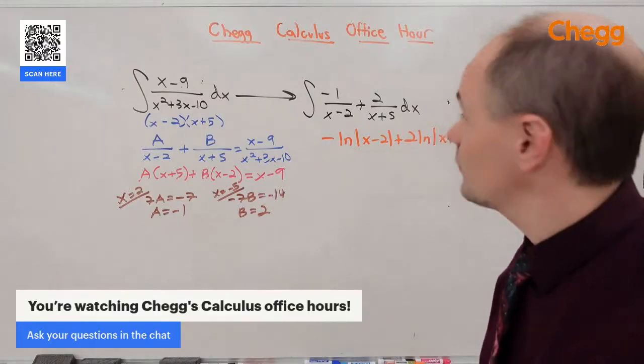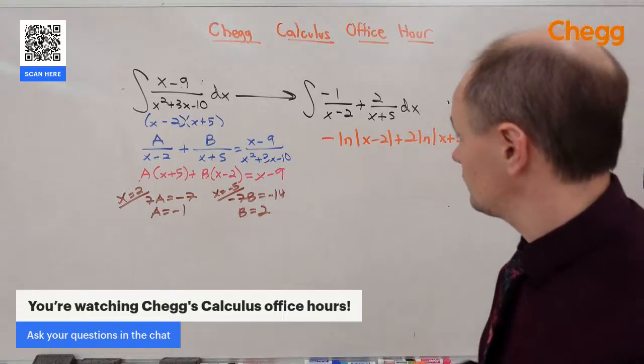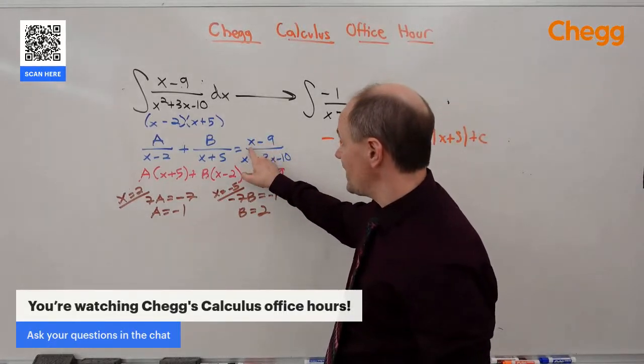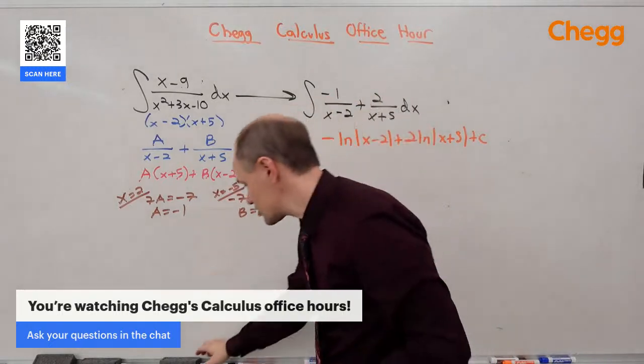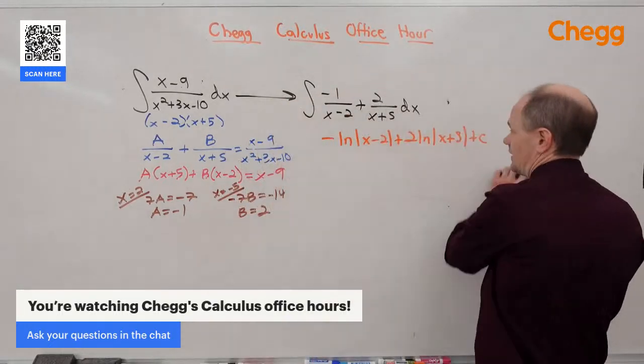What if x minus 9 were x squared minus 9? Right here? If this was x squared minus 9? Good question. Let's take a look at that. I like that question because it's going to make this problem a little more interesting.